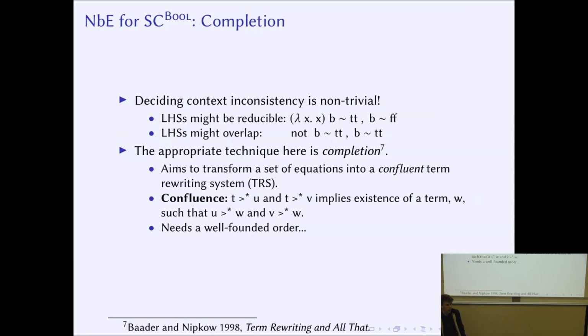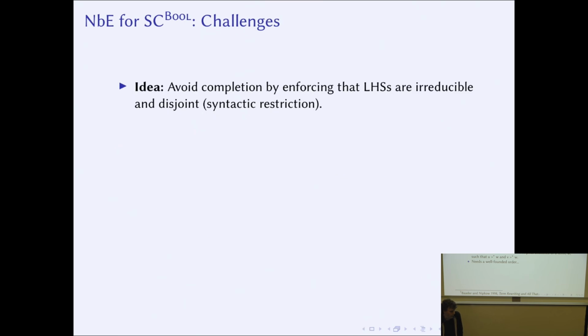So that's nice, but to actually justify completion, you need some well-founded order. You need to justify that doing this simplification keeps making progress. In the report, I describe how you can do this for simply typed lambda calculus, but extending that ordering to dependent types seems really difficult. So an alternative approach to fix this is to avoid completion by just forcing the programmer to only introduce equations that we know won't create inconsistencies.